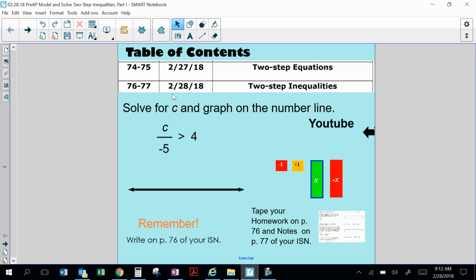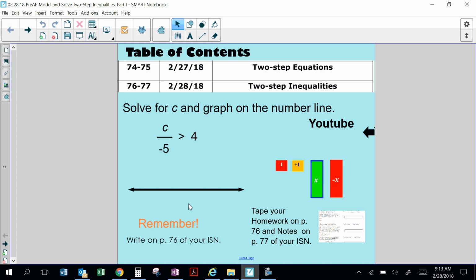Today is 2-28, and we are working on two-step inequalities. So please copy that down. And then here's a question for today. Solve for C and graph on this number line. Let's see what you remember about inequalities. So you're going to do this on page 76 of your notebook. So please pause at this time.